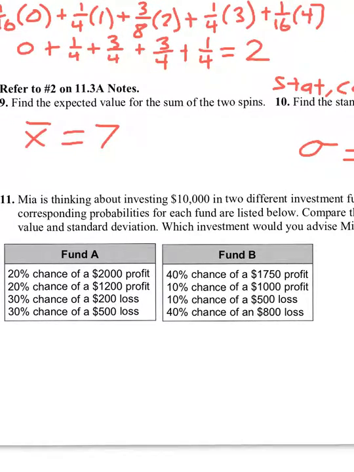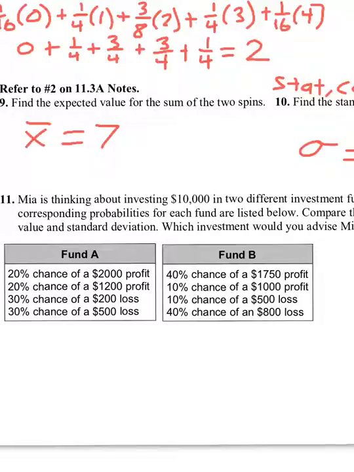Okay. Mia is thinking about investing $10,000 in 2 different investment funds. The expected rates are shown. Compare the 2 investments. Which should we advise her to choose? Okay, so the things you want to compare here are the standard deviation and the mean.